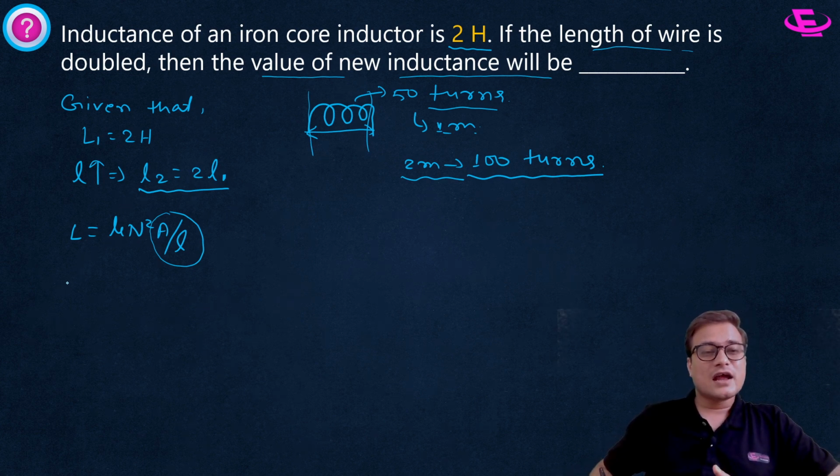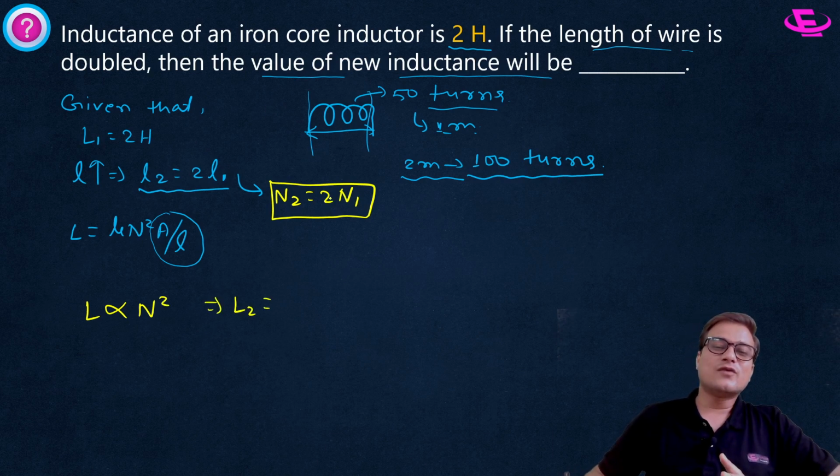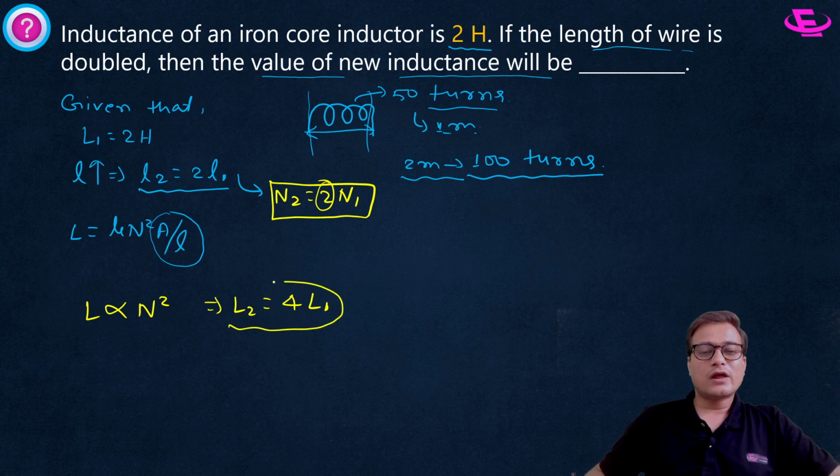So it means if L2 equals 2 L1, then from here you can write N2 equals 2 N1. Now since L is proportional to N square, L2 becomes how much? 2 N1 means 2 square, which is 4. So it will be 4 L1. Clear? 4 L1 means 4 into 2 equals 8 Henry.